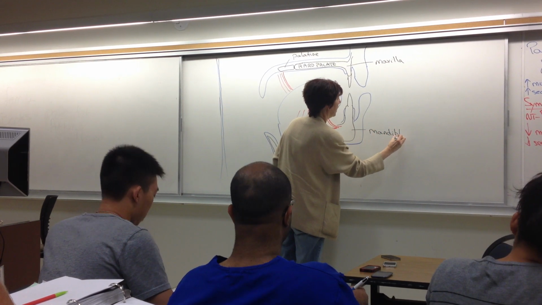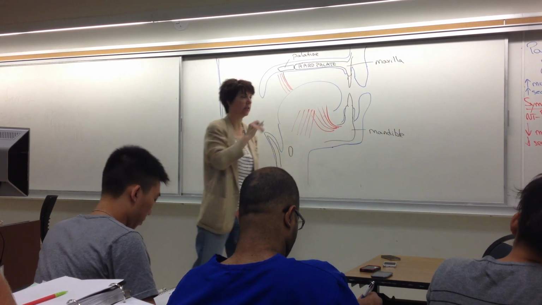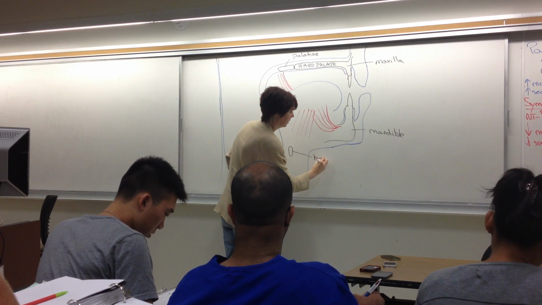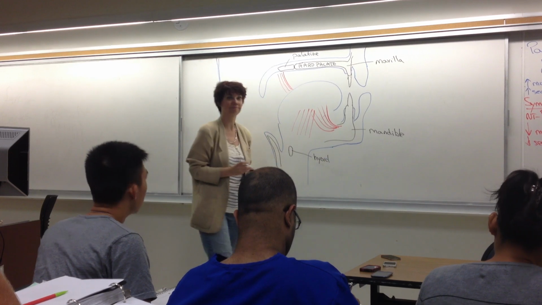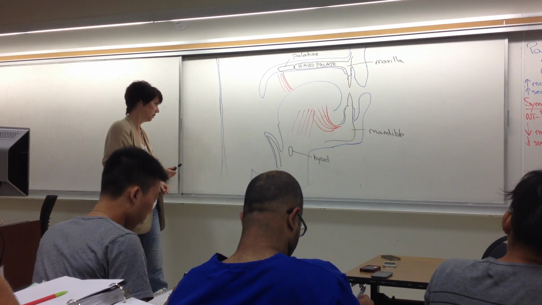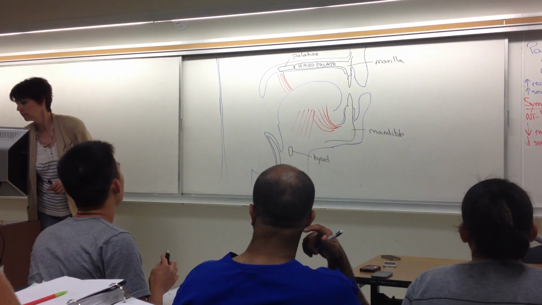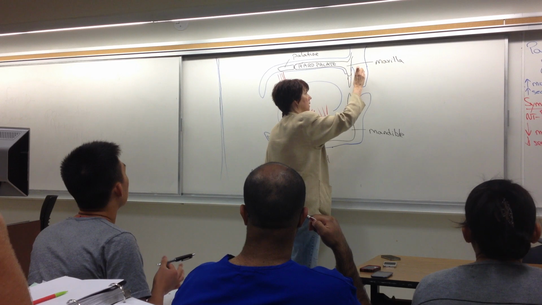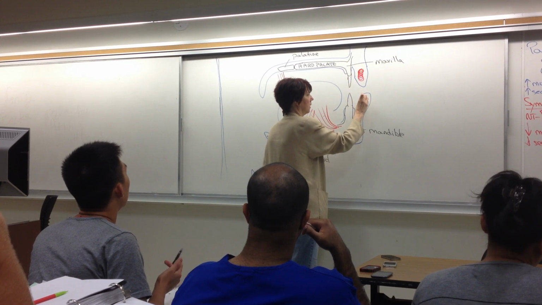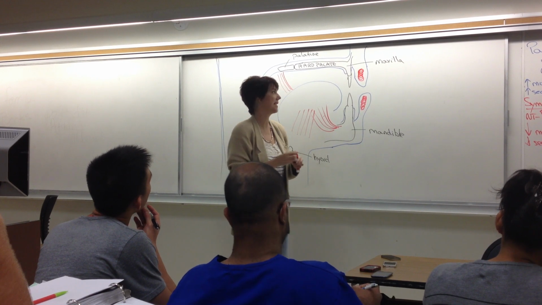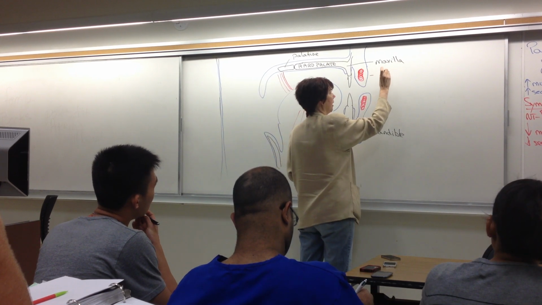We have the mandible and the maxilla forming the upper and lower jaws. The hyoid bone. For muscles, what would be the muscle? Yes, orbicularis oris. Okay, so this would be our upper lip.